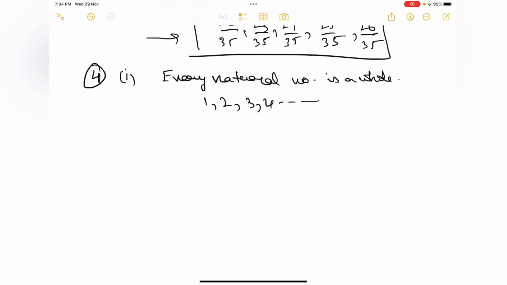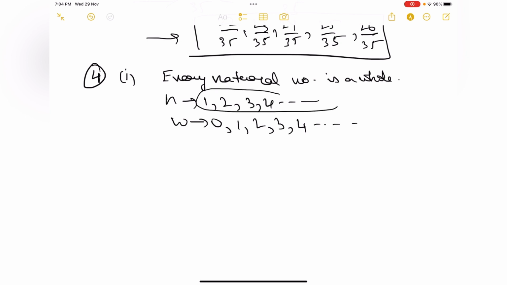What is a whole number? A whole number starts from 0, non-negative integers: 0, 1, 2, 3, 4, and so on. So from 1 to infinity are natural numbers, and whole numbers are 0 to infinity. So all the natural numbers are there in the set of whole numbers, right? Therefore, only 0 of whole numbers is not there in natural numbers, but all natural numbers are there in whole numbers. So the given statement is true.